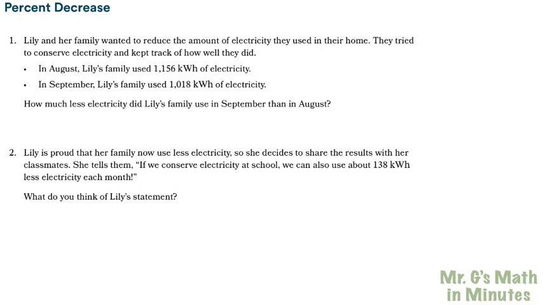This next lesson is lesson 11. This is going to be percent decreases. So same exact thing as percent increases, except now we're looking to see how much it went down by. So it says Lily and her family wanted to reduce the amount of electricity they use in their home. They tried to conserve electricity and kept track of how well they did.